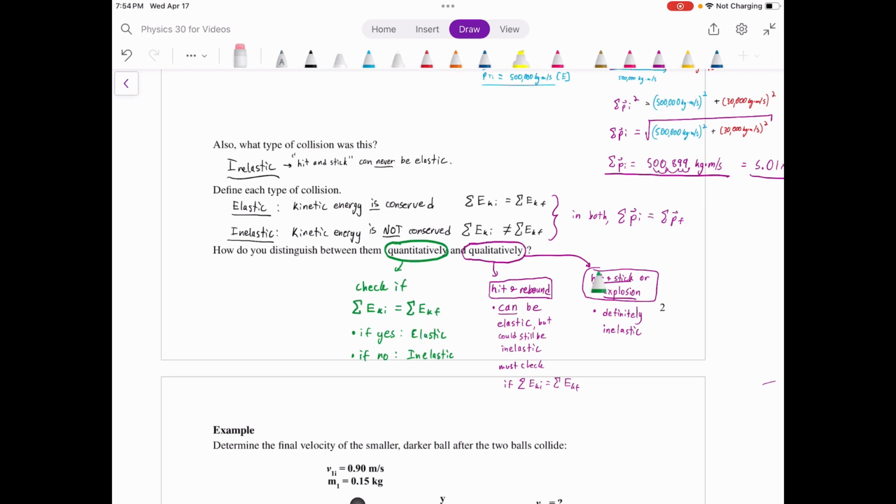Qualitatively, you know that it can't be elastic if it's a hit and stick or an explosion. It only has a shot at being elastic if it's a hit and bounce or a hit and rebound.